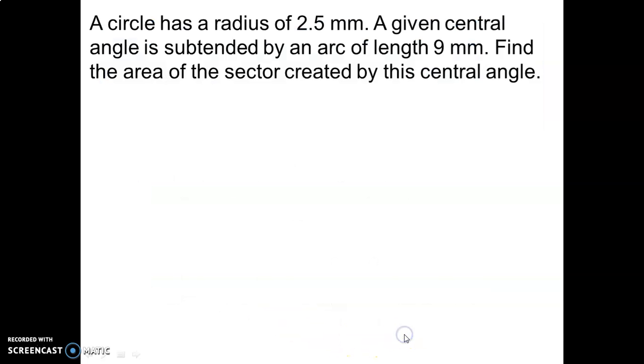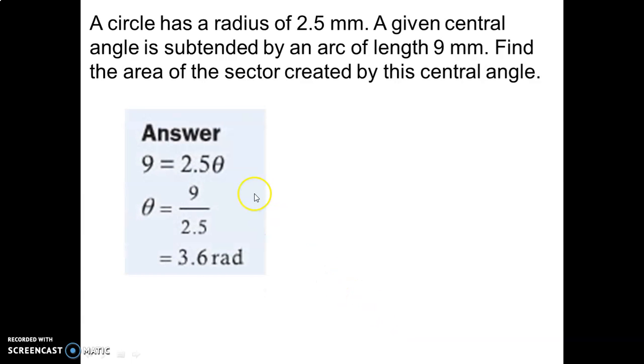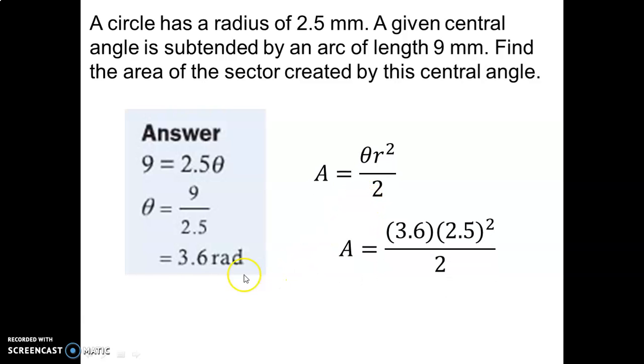Alright, let's try another one. In this case, we didn't have the angle, but we knew the arc length and the radius, so we used the arc length formula and we solved backwards for the angle. So we found out the angle is this in radians because we used the radians formula. And now that we know that, we can find the area. Now that we found the angle, we put it into the area formula and find the area, which works out to this. Okay, hopefully you're able to do that.